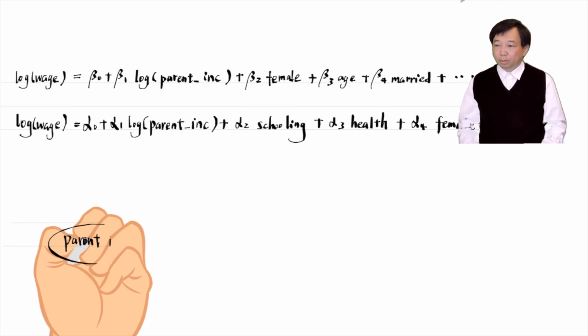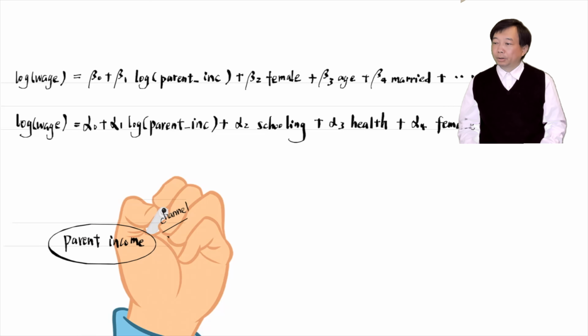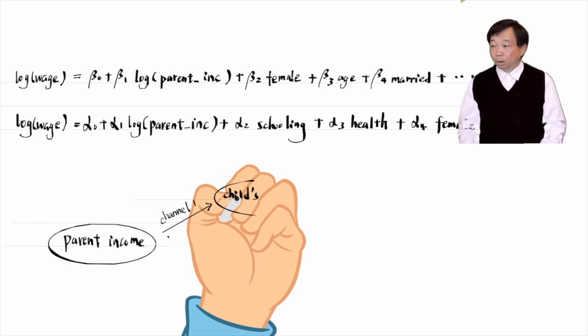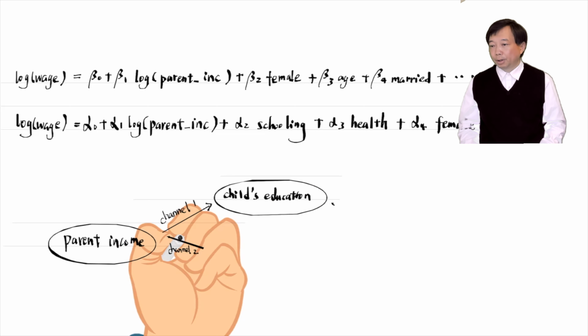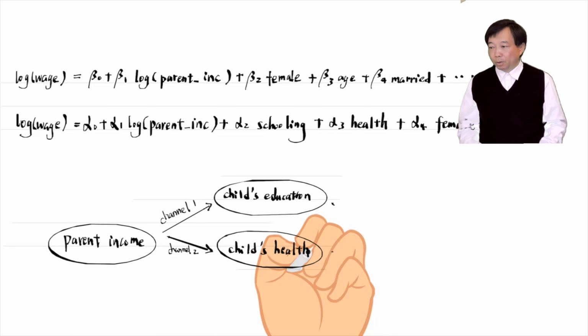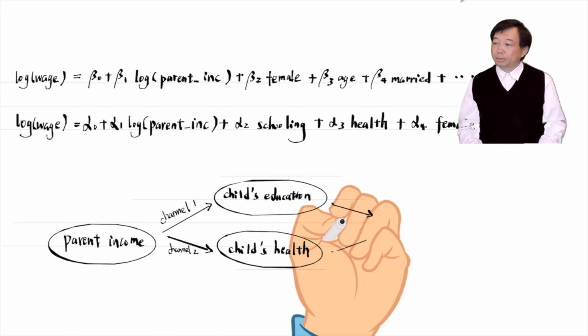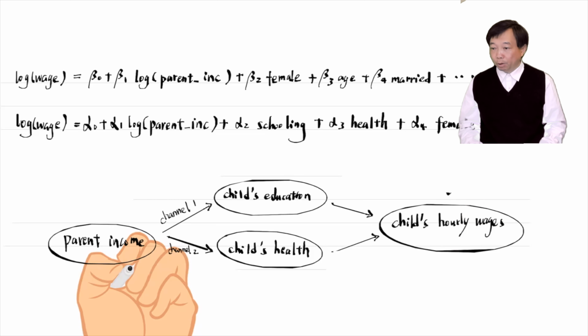If we want to better understand the mechanism of how the family income or growing environment affects children's future earnings, we should include them because they are mediator variables that help us decompose the total parent income effect into several effects.